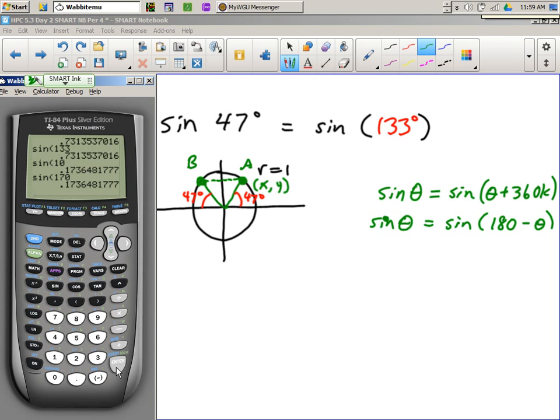How about sine of 179 and sine of 1? Those are supplements. Sine 179, sine of 1. Same answer. So we learned something brand new there. This is a very, very important identity. It's called an identity. So there's two rules right there.